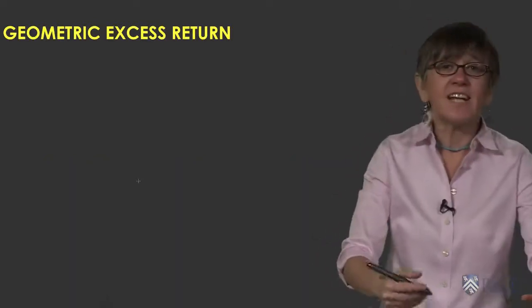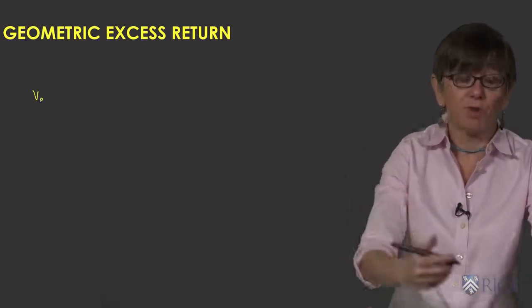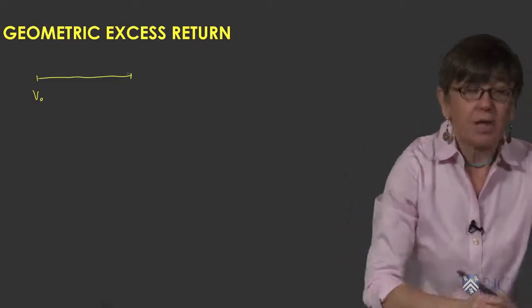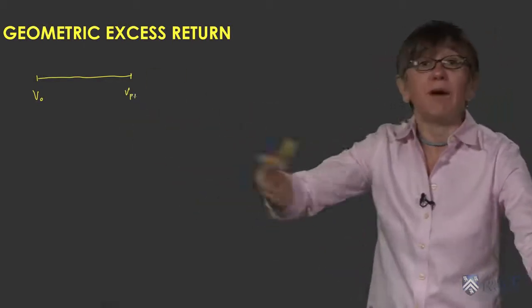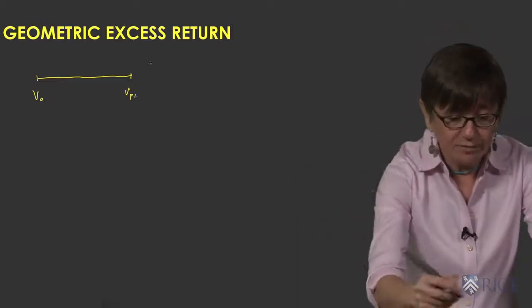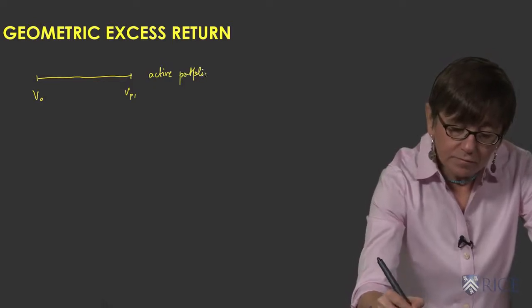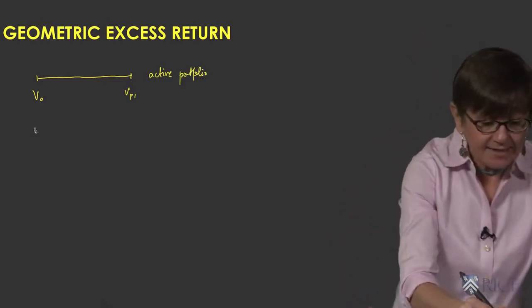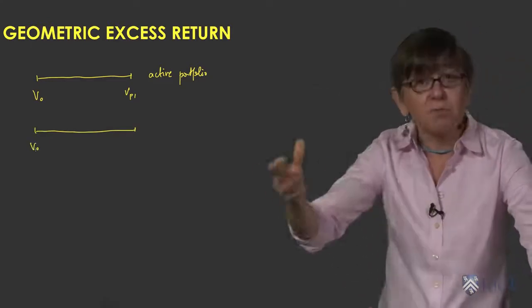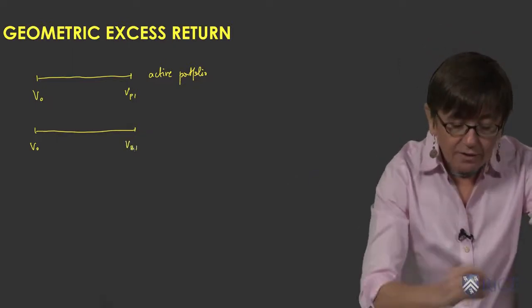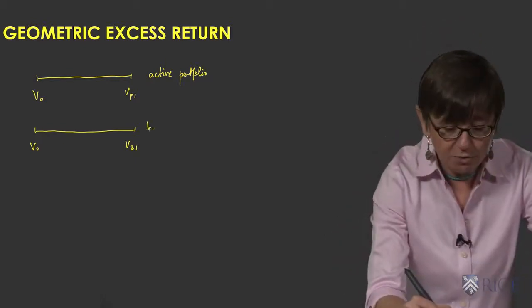Okay, so to see this, let's start by letting V0 denote the beginning value of our active portfolio, right? And let's let VP1 be its value after 1 month or 1 period. So this is our active portfolio. Now similarly, let's let V0 be the beginning value of the benchmark portfolio, and we can let VB1 be its value after 1 period. All right, so this is our benchmark portfolio.